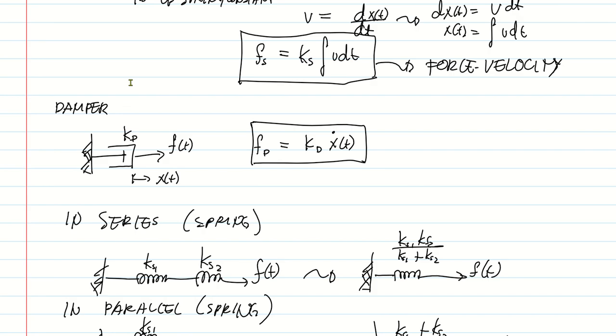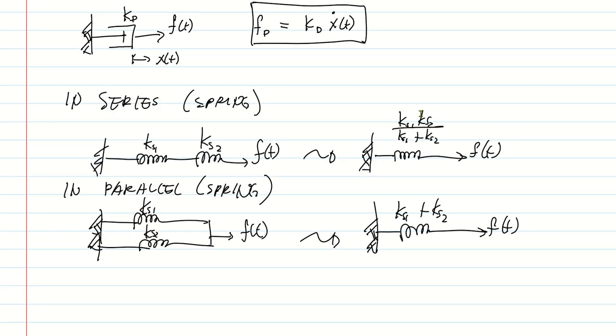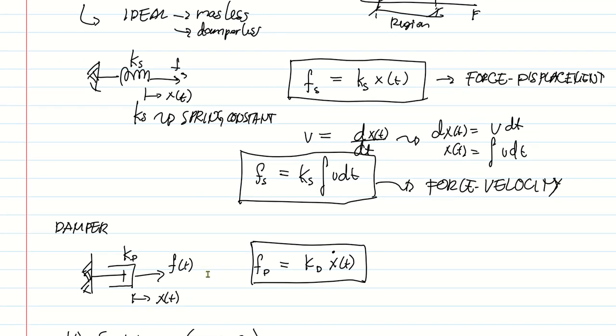For a damper, it's also the same. If they are in series, then the equivalent damping constant will be KD1 times KD2 over KD1 plus KD2. If it's in parallel, then you just add them. So the same concept applies to both spring and damper.